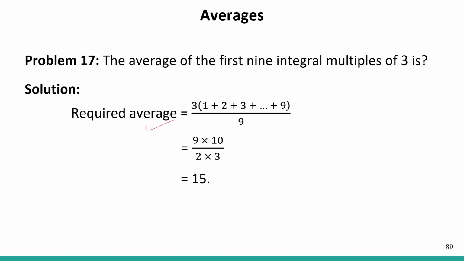Okay, so the required average will be 3 into (1 plus 2 plus 3 plus dot dot dot plus 9) whole by 9, which is equal to 9 into 10 whole by 2 into 3, which is 90 by 6. By dividing by 3, it is 30 by 2, which is equal to 15, right? So 15 is the correct answer.